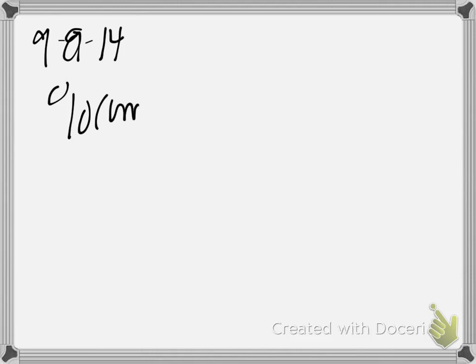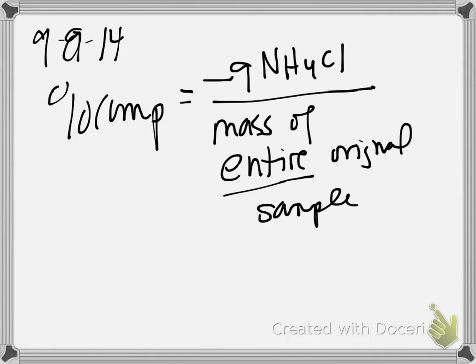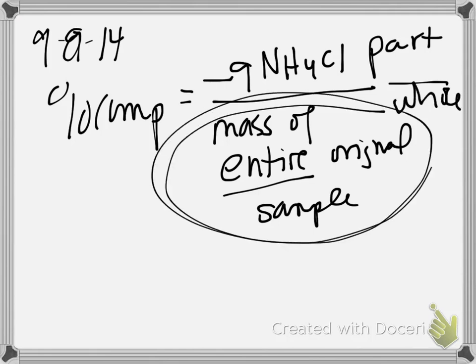So your percent composition is what you got divided by the mass of the entire original sample, because we're looking at what percentage of the original sample that ammonium chloride made up. If you had issues with that, you need to fix that. I think percent error calculations were pretty good in here. But the thing to remember is that percent anything is always part divided by whole. And the whole is the mass of that original sample that you had. Questions on that? Is everybody clear on that?